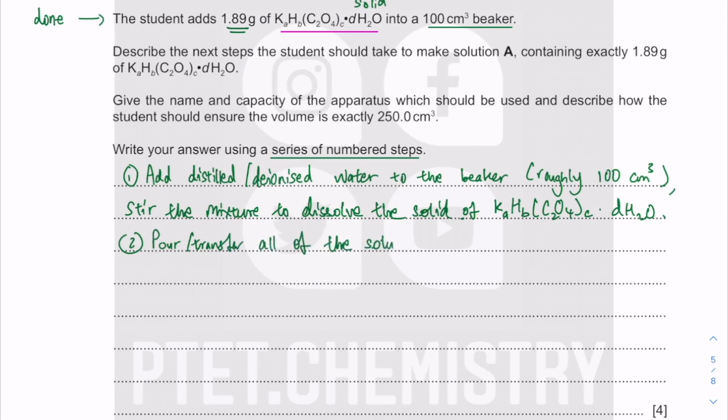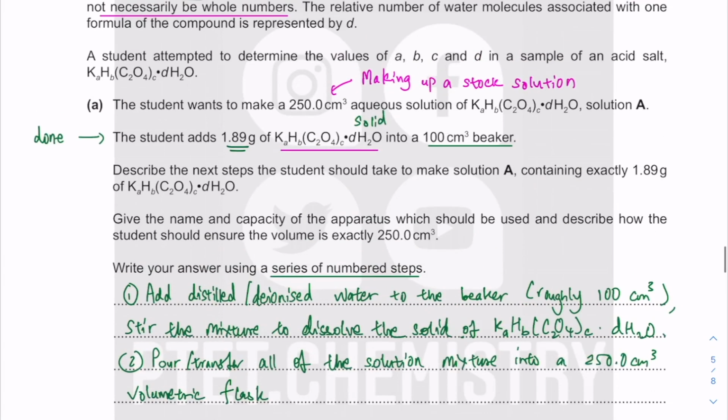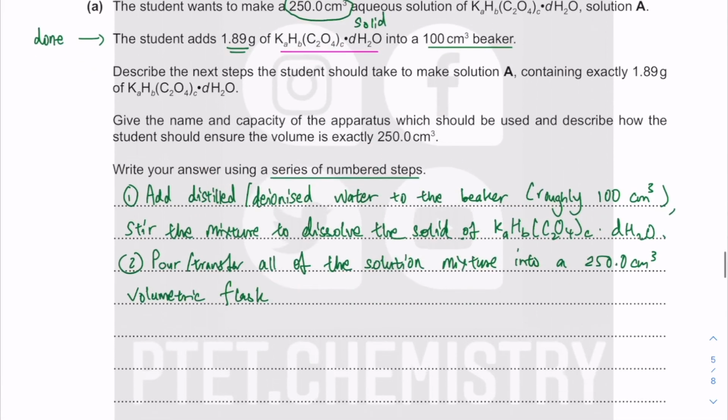So you already try to dissolve as much as you can, so pour all of them into a 250.0 cm cube volumetric flask. So this is making a stock solution. They're very particular. The volume that you want is not always 250.0, but here, because you read the question, they did say you want to make it up to 250.0 cm cube. So I use a 250.0 cm cube volumetric flask.